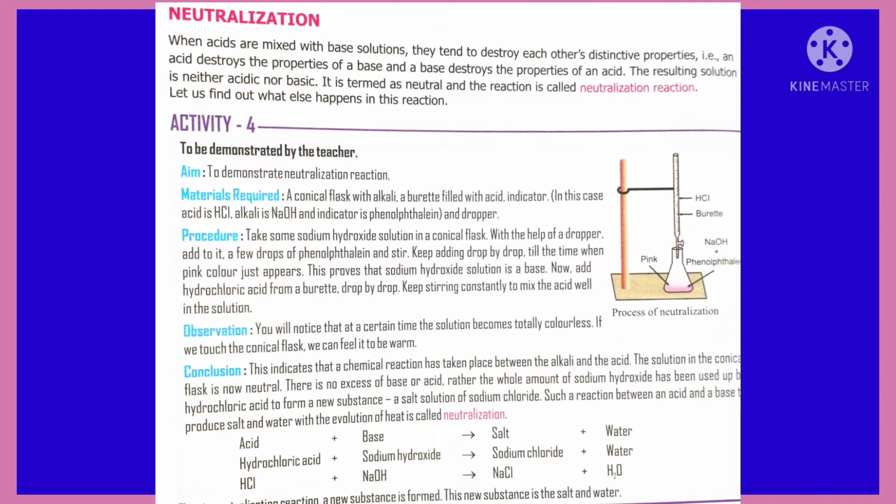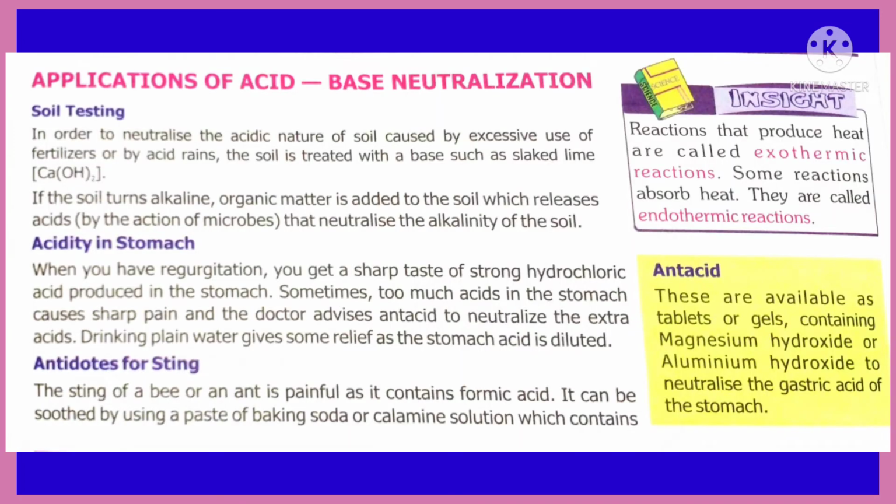Let's move on to the topic, applications of acid and base. Due to acid rain, the soil changes into acidic nature. So we have to add a base, that is slaked lime, Ca(OH)2, which is a base, so that the soil will be neutralized. If the soil is alkaline in nature, you have to add a little acid. How will you add? Add a little organic matter. So what happens? Microorganisms accumulate and they release acids. Thus the soil gets neutralized by adding this organic matter.